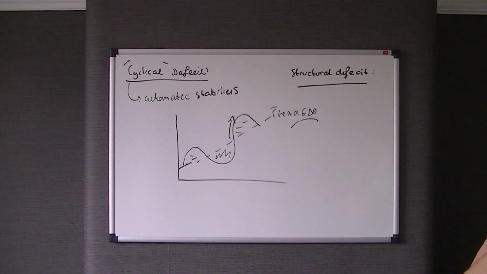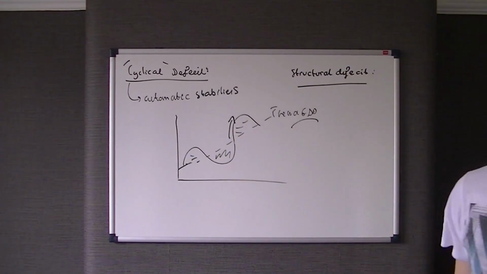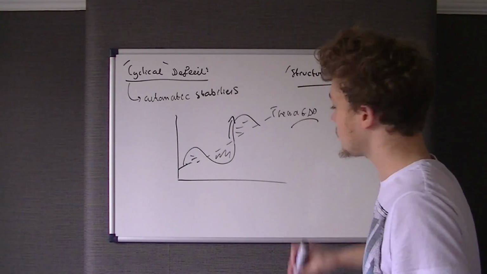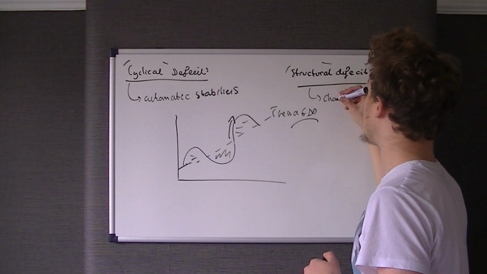And this will lead us to something we call the golden rule later on, which I'm not going to mention now because we're going to get onto the structural deficit, okay? So that's the cyclical deficit, just automatic stabilisers really causing that, okay? Which sort of smooths this economic cycle out. Now, the structural deficit arises from changes in the economy structure.